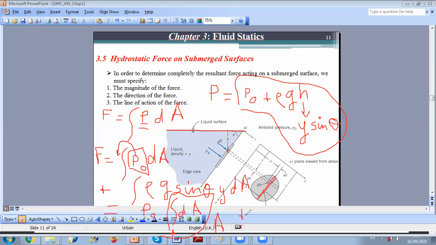Plus rho G and sin theta are constant. I can take them outside of the integration. So I get plus rho times G times sin theta times the integral over the area of y dA. Let me remind you of something about this term, the integral of y dA.